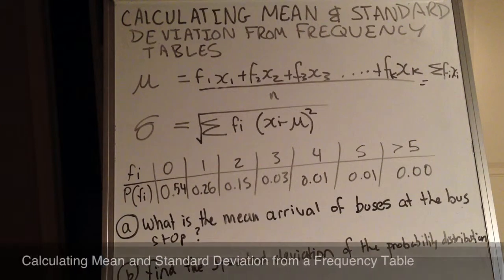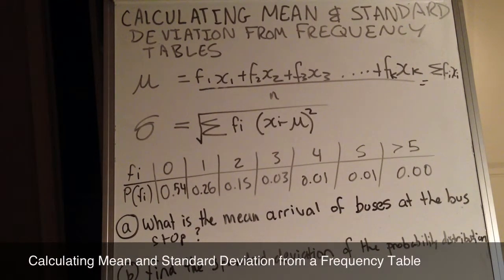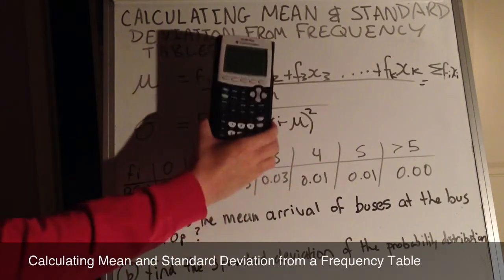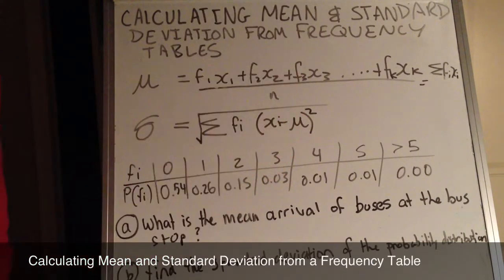Just a quick video looking at calculating the mean and standard deviations from frequency tables. For this exercise you will need a calculator, preferably a TI-84 because that's the calculator I'll be going through instructions with, but you can do these calculations really easily on Casios and other calculators, and the instructions are pretty much the same. So calculating mean and standard deviations, what we have here is a frequency table.